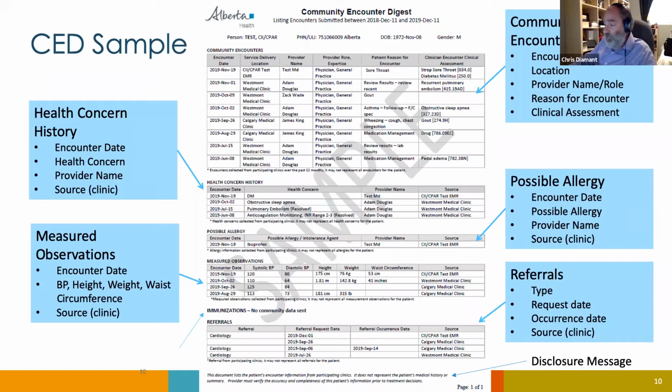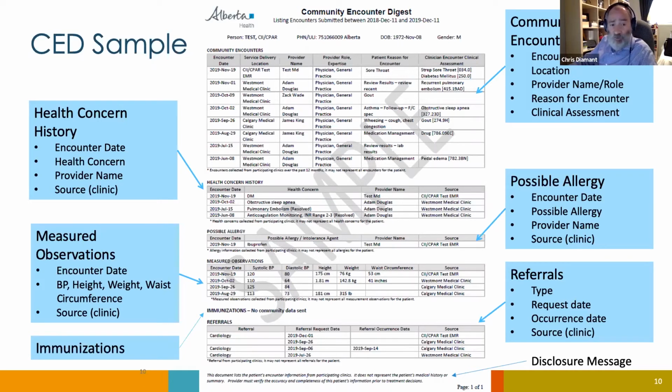There's a referral section. If a referral is done during the encounter, it'll show up here with information about what specialty the referral was sent to and when it was sent. And there's also a field if the referrals team at the clinic are able to enter the appointment date in the EMR later on, it'll show up in the referral occurrence date.